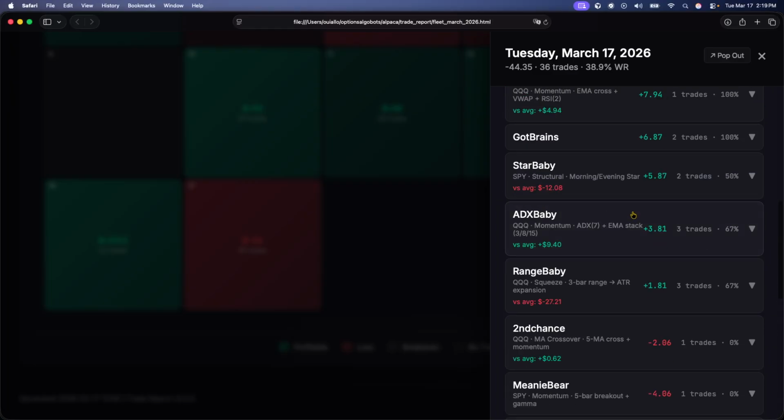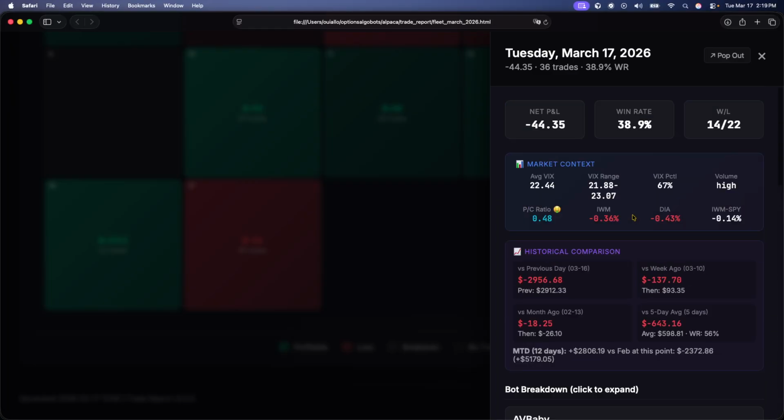So what I'm going to be doing a little bit more is just doing a lot more of these reviews so you can see how an actual algo bot trades. So with GotBrains, you've seen the development. This was the first day of it trading. Tomorrow it's going to be trading again. So I look forward to seeing how that's going to work.